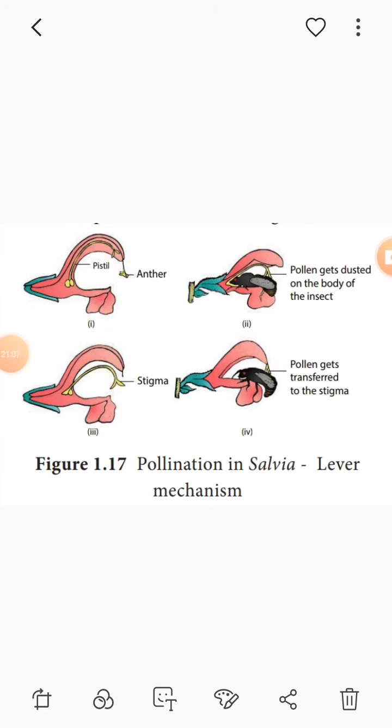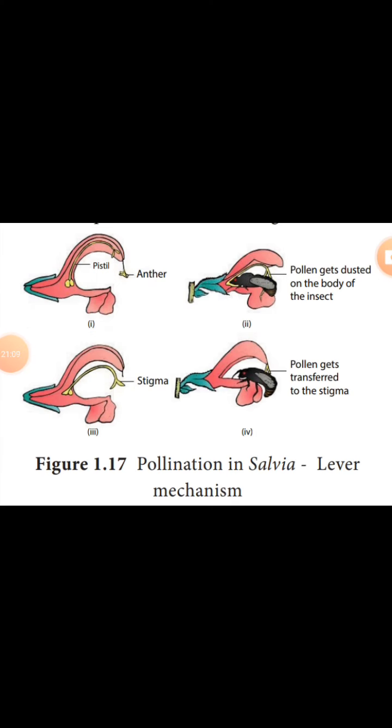A good example of pollination is the Salvia lever mechanism of entomophily. The flower is protandrous, and the stamens mature earlier than the gynoecium. There is a bilobed stamen. This mechanism helps the pollen. The upper lobe is fertile and the lower lobe is sterile. When bees visit the flower, the lower lobe acts as a platform, and the bee enters to suck nectar into the corolla.